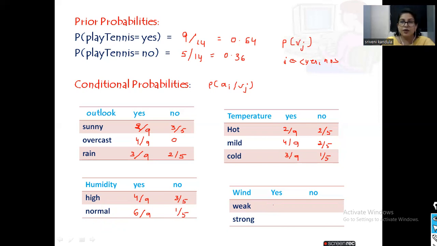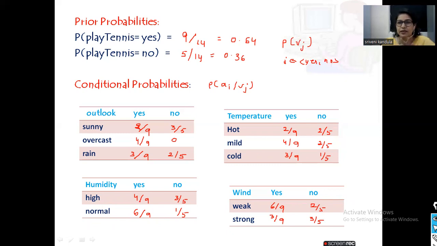Then for wind, two attribute values, weak and strong. With weak, it is 6 by 9, and 2 by 5. Number of negative samples are 2. Next, with strong, positive is 3, negative is 3. Okay. So like this, we have to compute the conditional probabilities from the given table. Okay, so we have calculated.